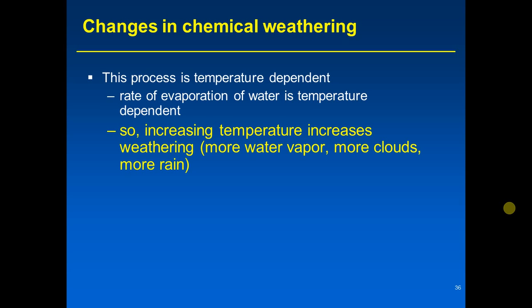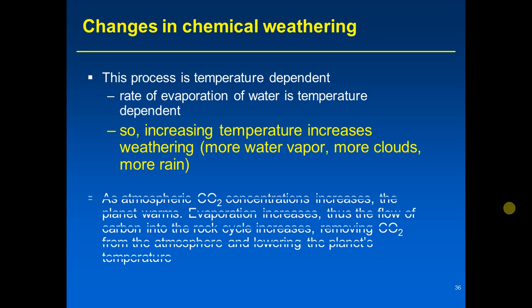Now, here is how we can understand that in terms of a feedback. As atmospheric carbon dioxide concentrations increase, the planet warms. Okay? We know that. Concentrations of CO2 are going up, strengthening the greenhouse effect, leading to a warmer surface temperature. This will increase the rate of evaporation, hence increase the flow of carbon into the rock cycle.